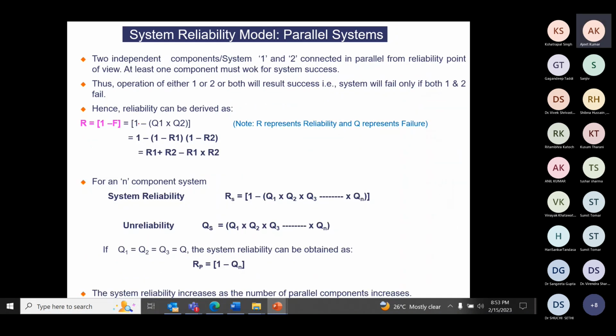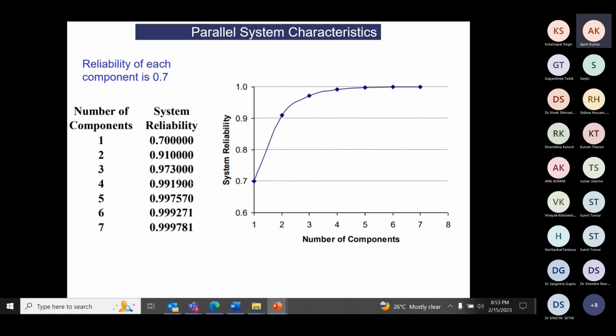It's the same thing. I have taken Q for unreliability. Reliability is 1 minus Q1 Q2. 1 minus F means Q1 Q2. Q1 means this, and all these things. In this case, the reliability is different as the number of components is increasing.